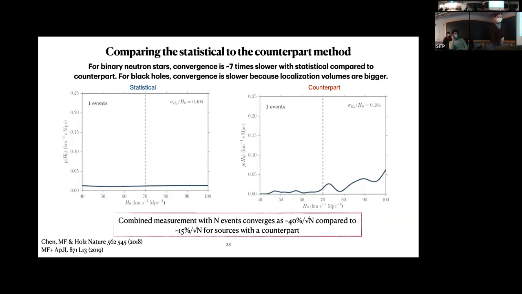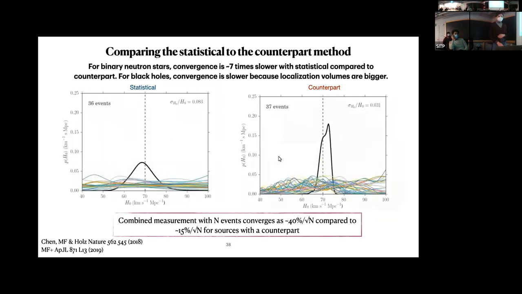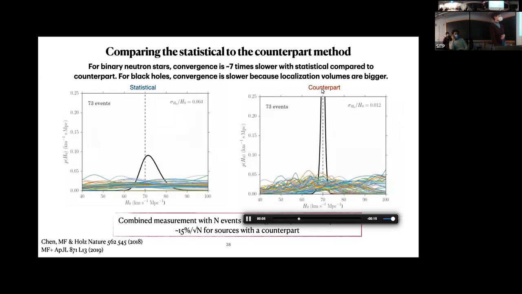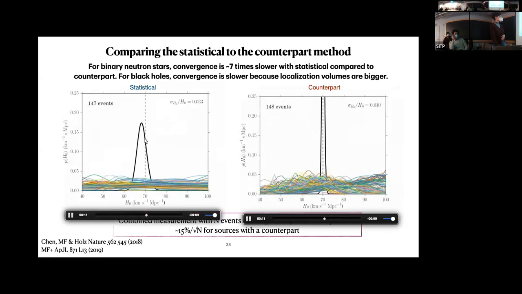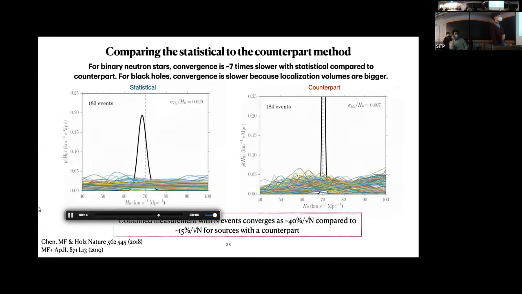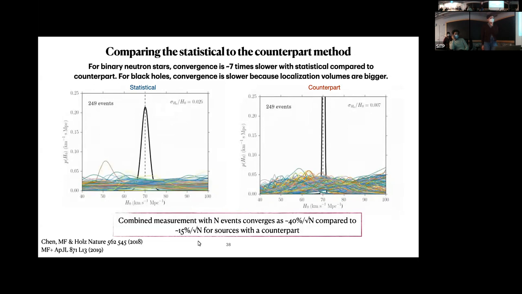We've looked at how this scales with future detections. You can see that in the counterpart case, if we know which galaxy it is, the convergence is a lot faster when you combine a lot of events. For the statistical case, it's a lot slower. For binary neutron stars, the convergence is around 7 times slower, and it's even worse for black holes. But the takeaway is that if we have counterparts, we expect the 1 sigma measurement of the Hubble constant to improve as 15% over square root of the number of events. If we don't have counterparts, things are harder.